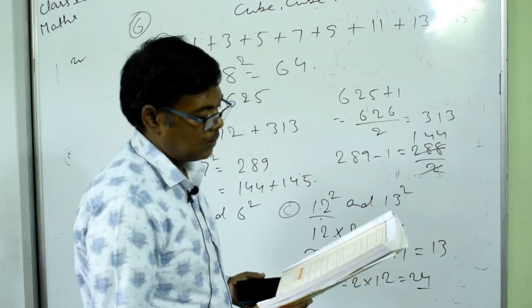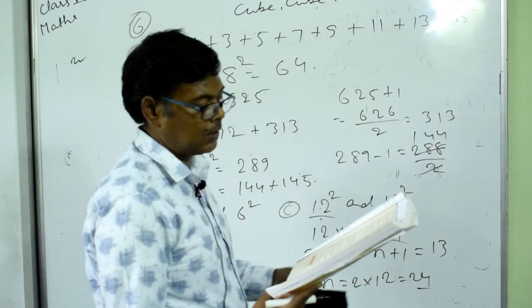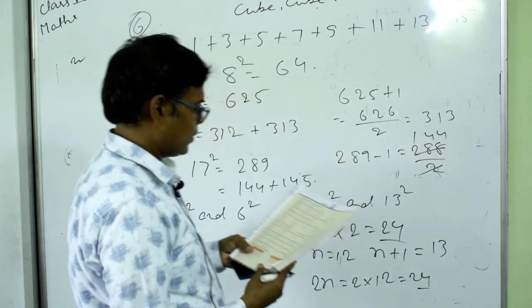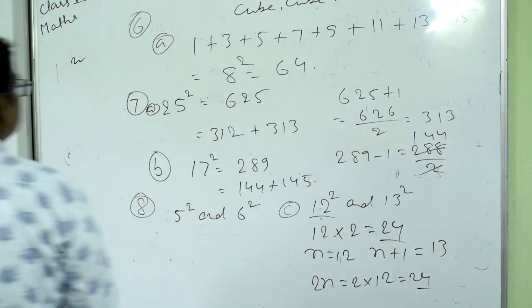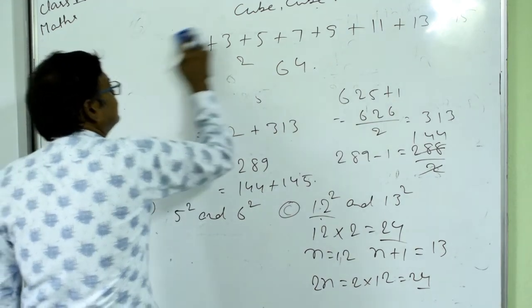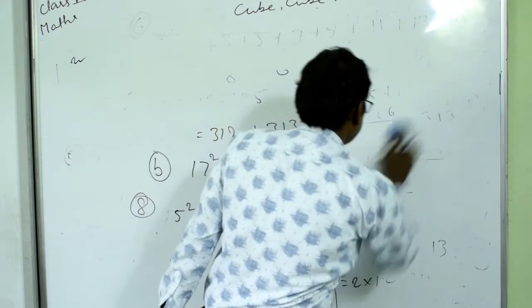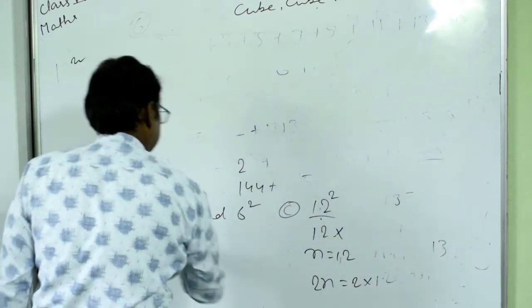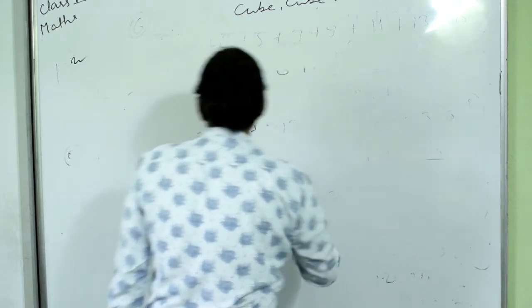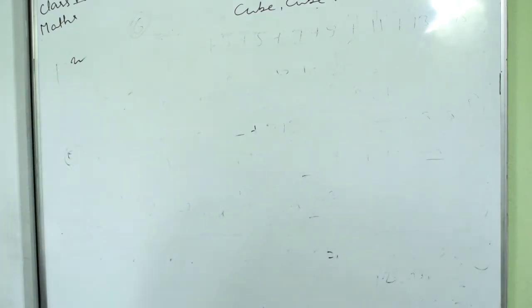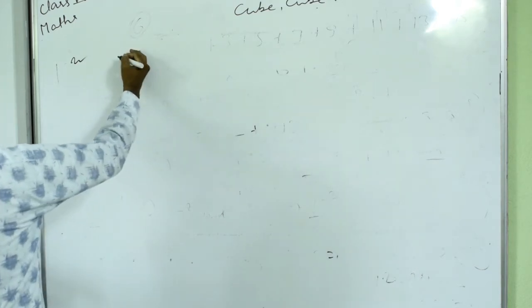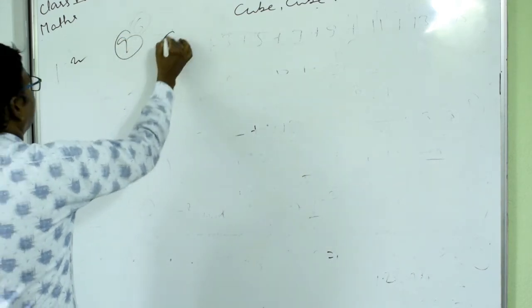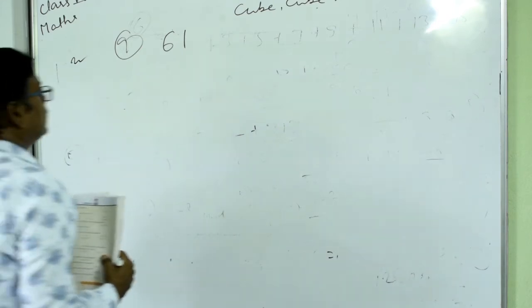Now next is, find the square of the following numbers using the column method. So I will take the example of 61. How will you find the square of 61 by using the column method? Question number 9, and we have to find the square of 61 by using the column method.